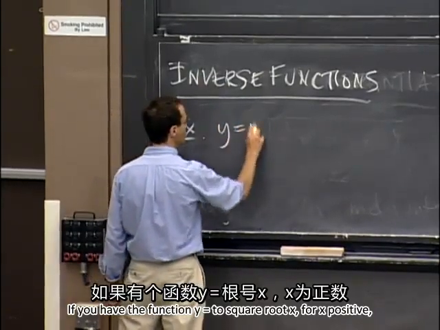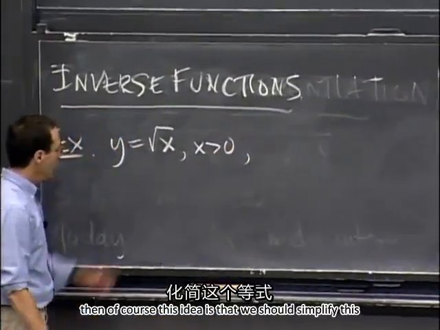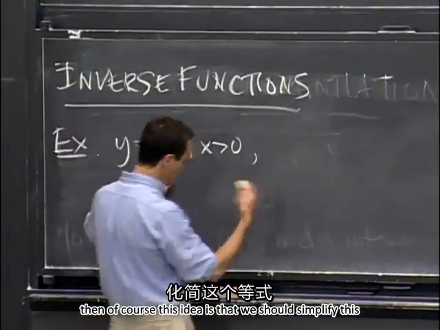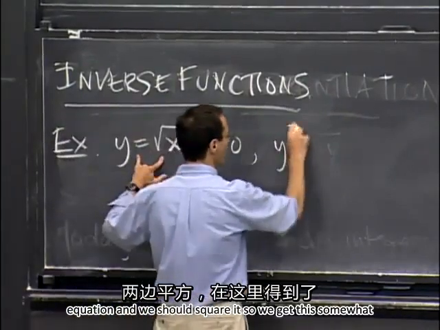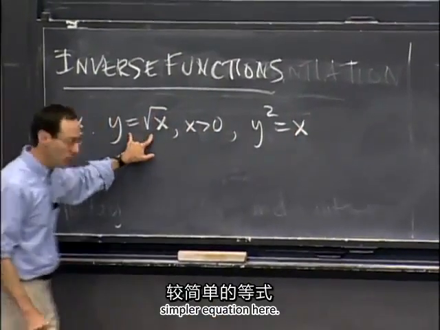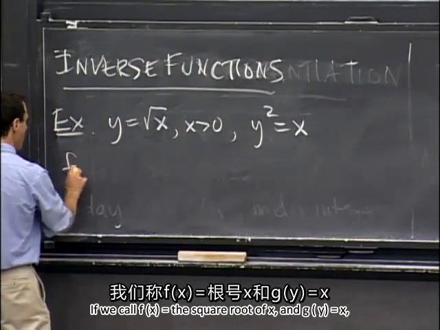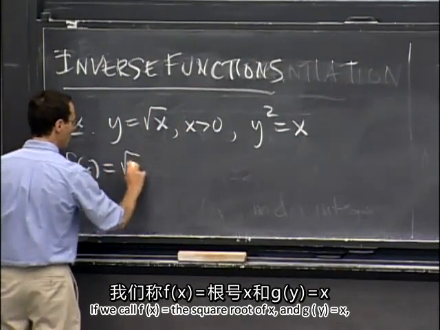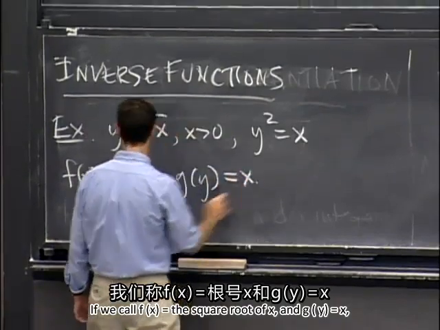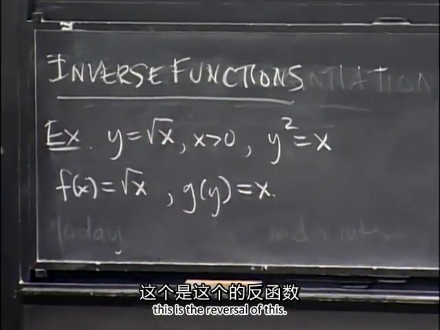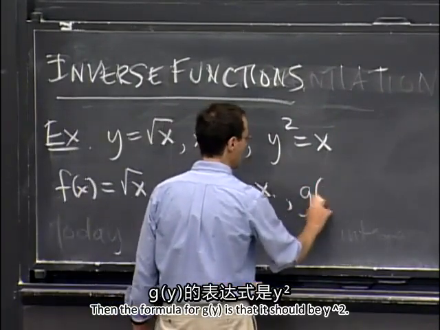If you have the function y is equal to square root x for x positive, then, of course, the idea is that we should simplify this equation, and we should square it. So we get this somewhat simpler equation here. And then we have a notation for this. If we call f of x equal to square root of x, and g of y is equal to x, this is the reversal of this, then the formula for g of y is that it should be y squared.